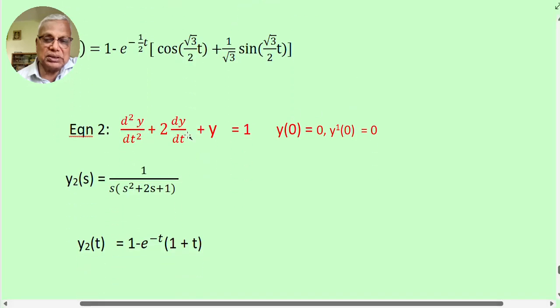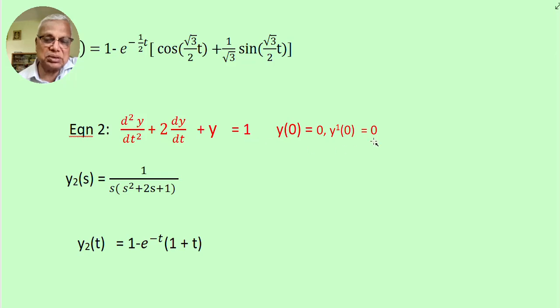Similarly, the second equation was this: d square y by dt square plus 2 dy by dt plus y equal to 1. The initial conditions were 0. Here we got earlier Y(s) as this, and since this is equation 2, I am using a subscript 2, Y2(s) equal to this, and the inverse of this, the solution y2(t), is this.